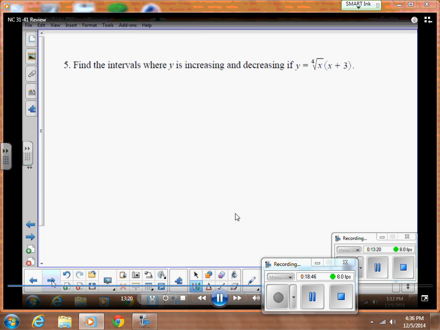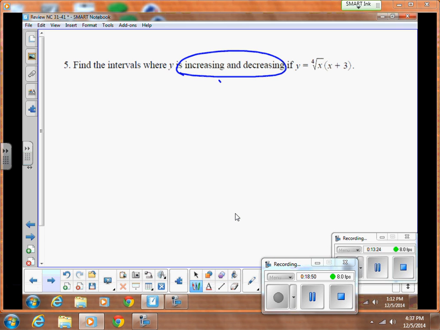Number 5, find the intervals where y is increasing and decreasing. We actually did this one in all the classes, first, third, and fourth, so I'm going to go through it a lot quicker. You had to do product rule just so that way you see the work as it's happening, and hopefully it just refreshes you on what we did.